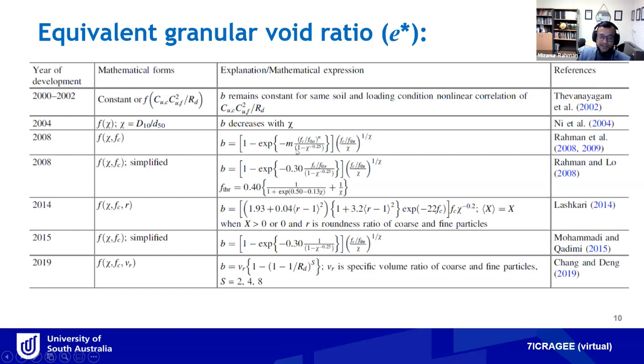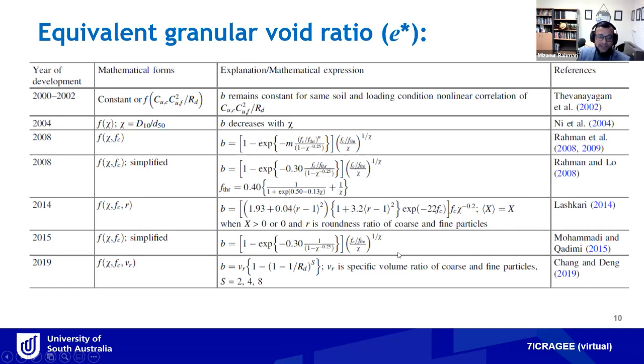In this equation, we had two fitting parameters, m and n. In a later paper we published, for 9 different data sets, we could just assume n equal to 1 and m equal to 0.3, and that satisfies a wide range of data. Another equation was published in 2014 by Lashkari like this. This is also an empirical equation with another parameter, the roundness ratio. So he has fine content and the diameter ratio.